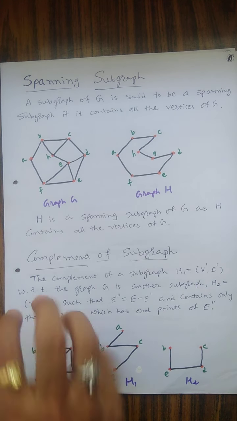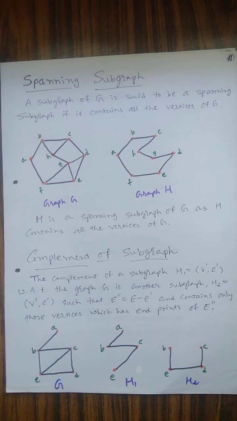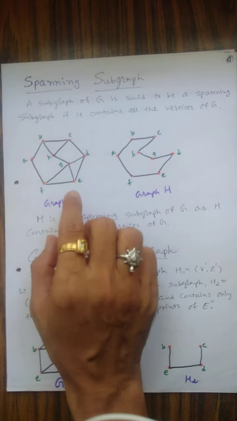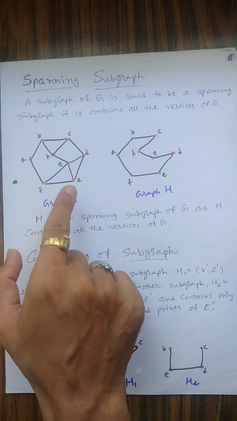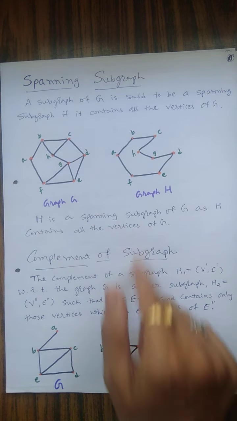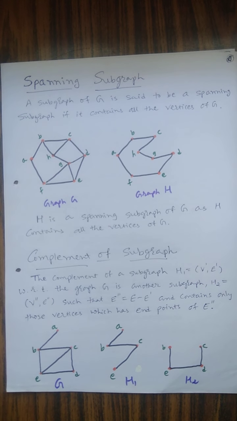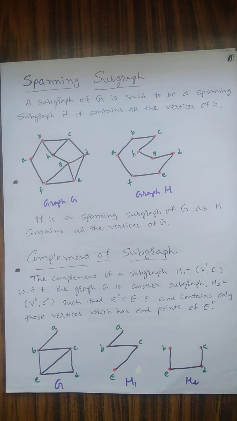So I draw one graph here with vertices A, B, C, D, E, F, G, H, all connected with each other. Here, if I remove the edges C to D and A, B to H, you can see that another graph occurs, and in this graph all the vertices are covered and edges are also there between them. So H is a subgraph of G, and it contains all the vertices of G. So H is called a spanning subgraph of G.